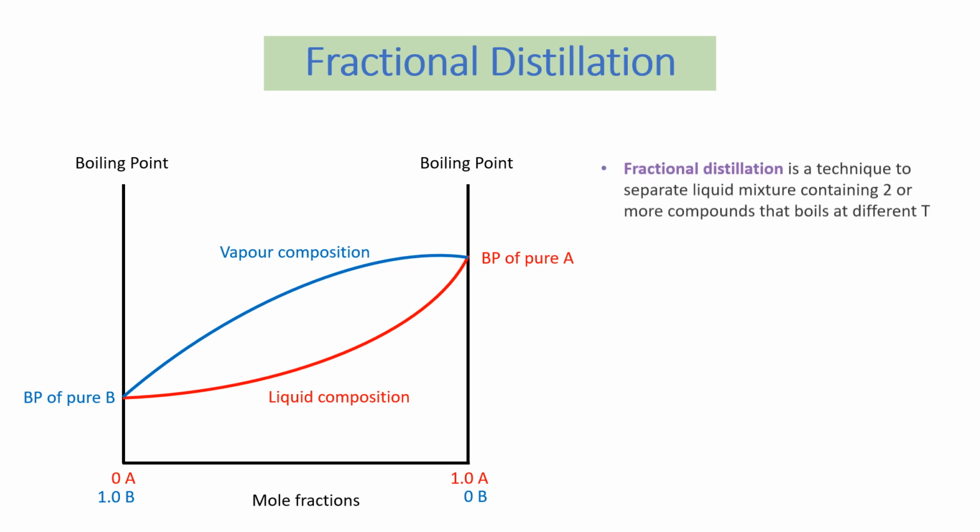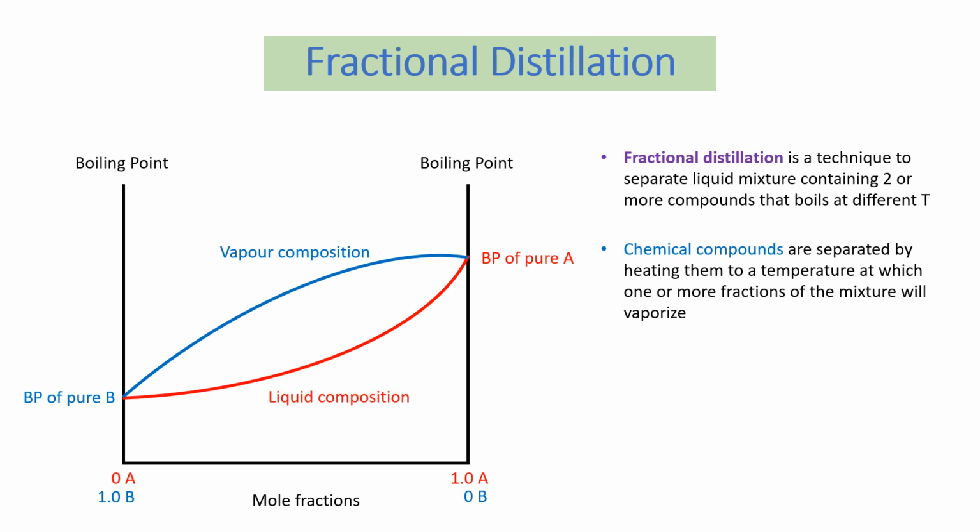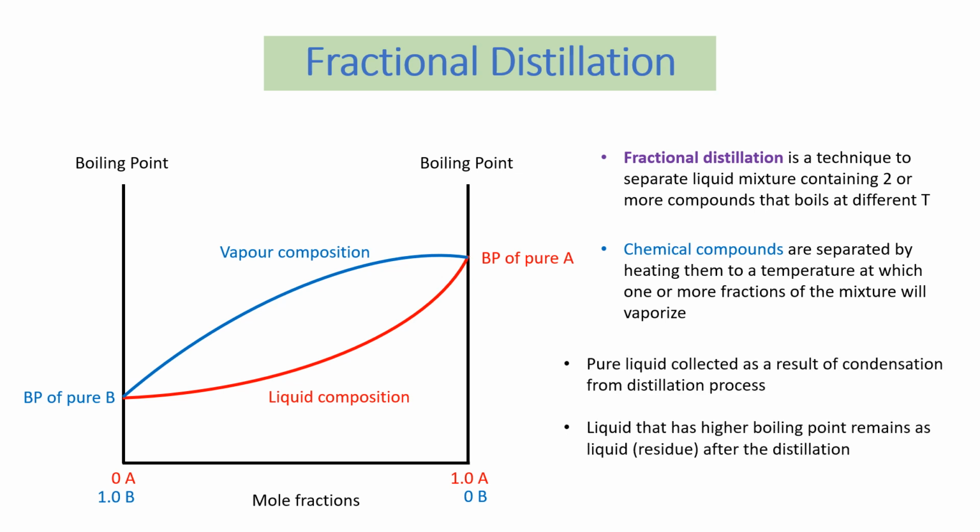Fractional distillation is a technique to separate a liquid mixture containing two or more compounds that boil at different temperatures. The chemical compounds are separated by heating them to a temperature at which one or more fractions of the mixture will vaporize. So pure liquids will be collected as a result of the condensation from the distillation process. If we go here, let's say the boiling process here, and then the condensation happens, and then there will be another boiling process and condensation, and then this point here is approaching the pure liquids.